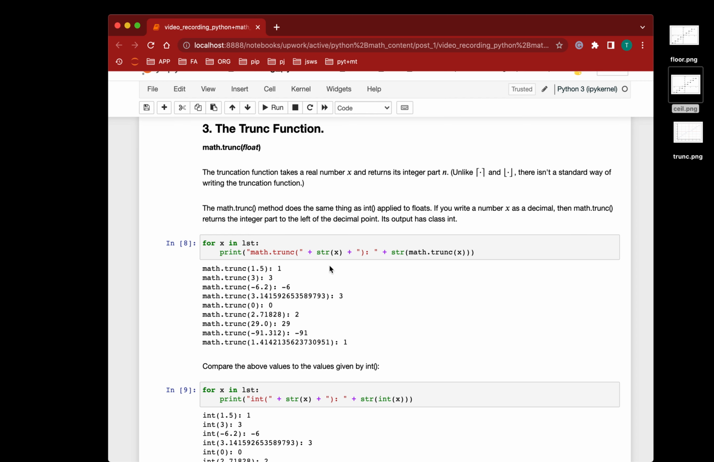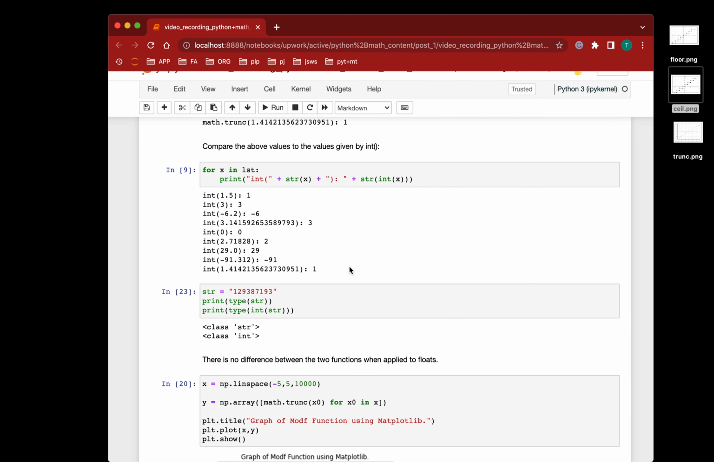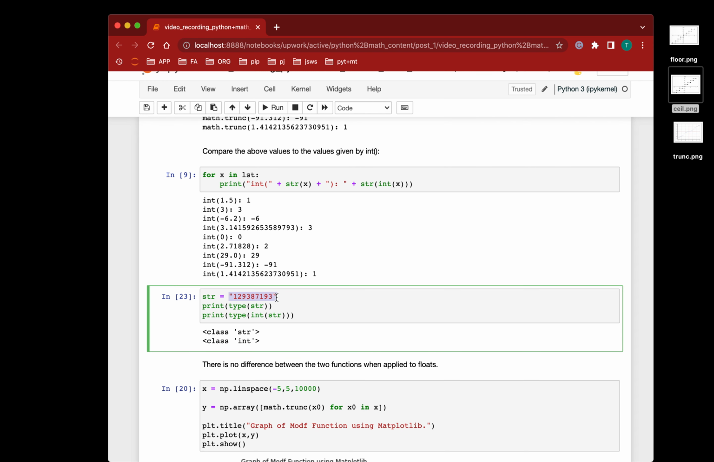As far as the outputs go, the math.trunc function behaves in the same way as the int function. The only key difference is the really obvious one, where the int function accepts strings as well, strings written as floats. So if you plug in a bunch of numbers written as a string, then the int function would accept it.